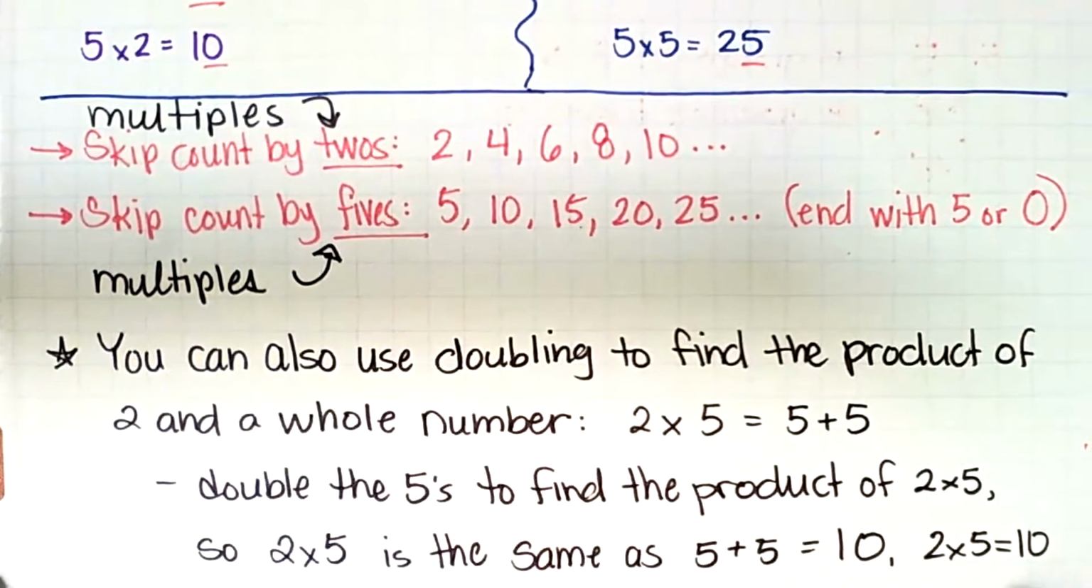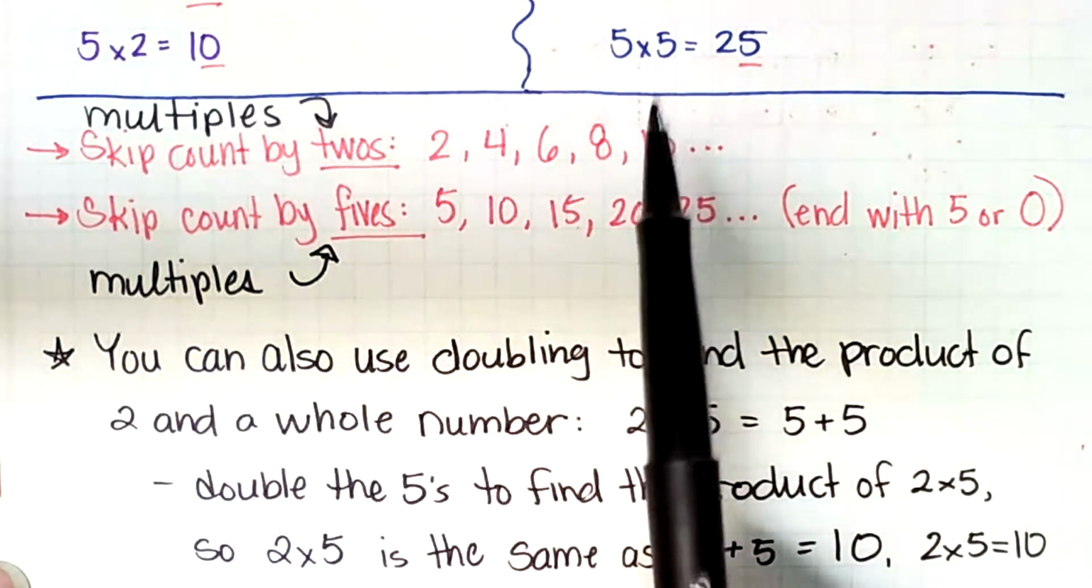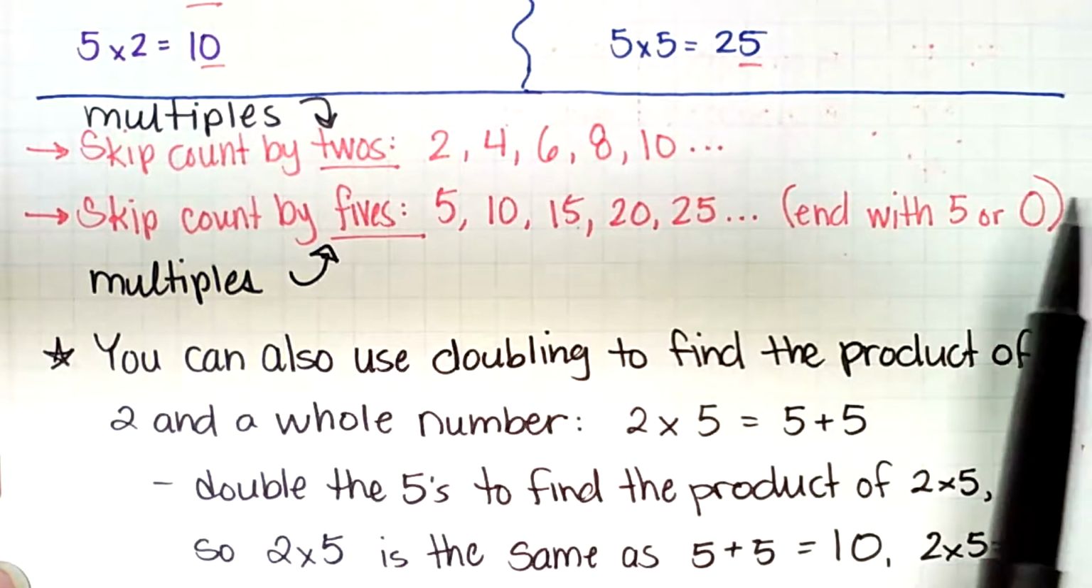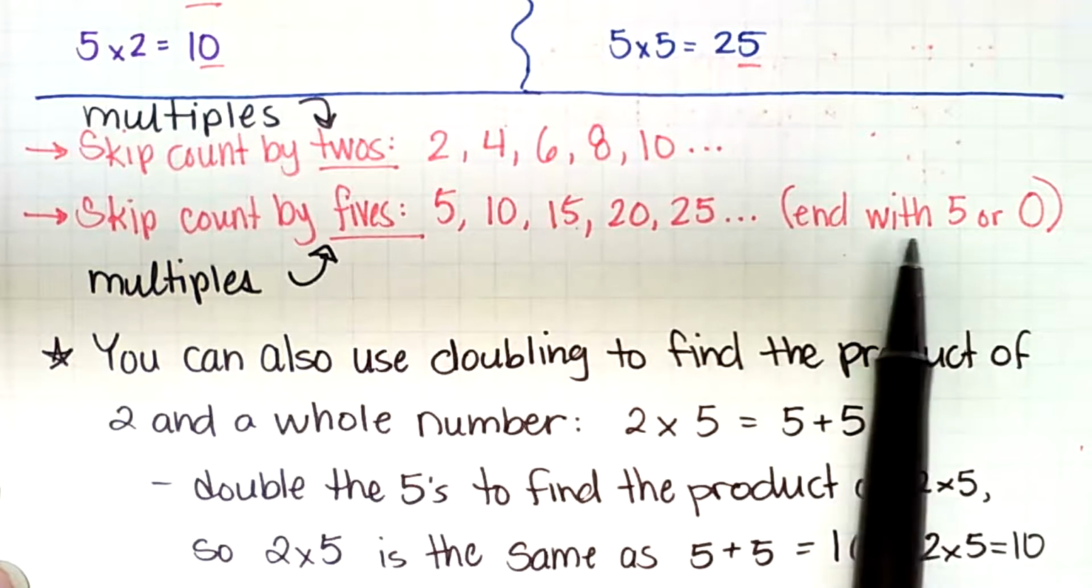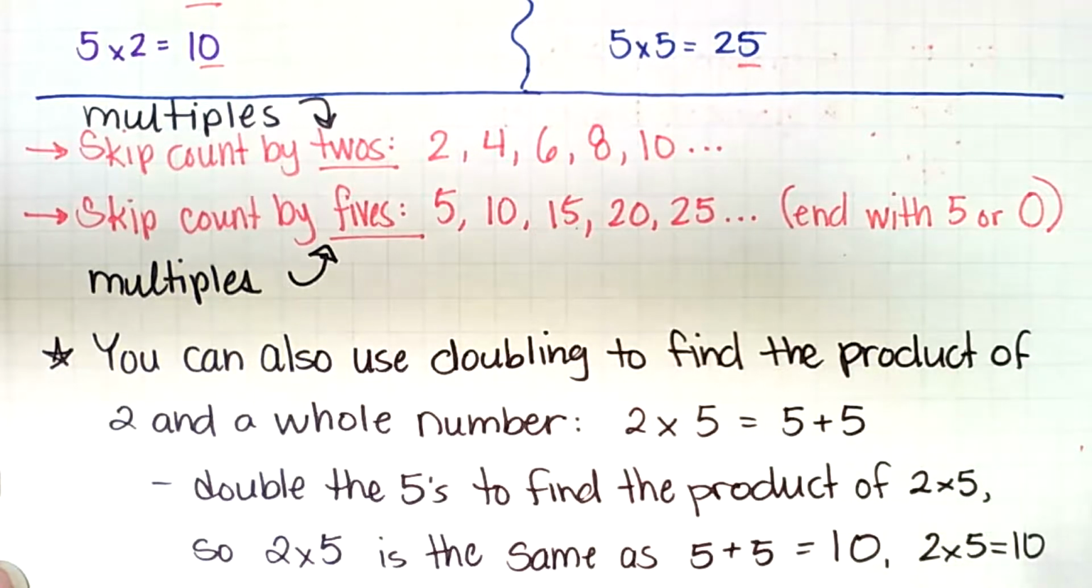Multiples of 2 are what you get when you skip count by 2: 2, 4, 6, 8, 10, and so on. Multiples of 5 are when you skip count by 5s. They always end with, remember, a 5 or a 0.